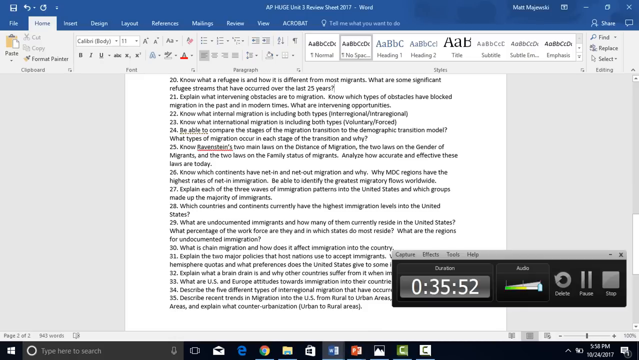Which countries and continents currently have the highest immigration levels into the United States? Well, Latin America and Asia do. Latin America, specifically Mexico, is responsible for probably as much as 60% of all of our immigration. Other countries in Central America, El Salvador, Honduras, Guatemala, are all considered areas that have a significant number of Latin American migrants. In Asia, it's the Philippines that usually has the largest number of immigrants to the United States.